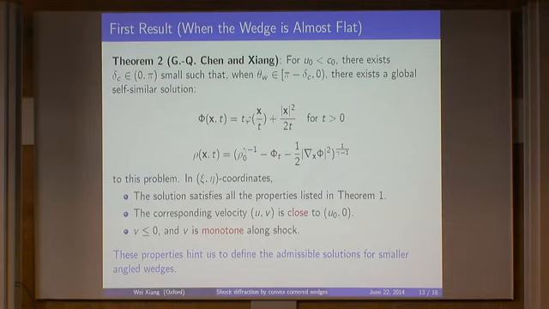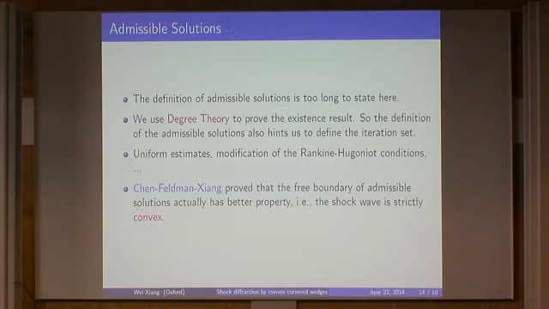This property actually hints at how to define the admissible solution for a smaller wedge angle. For smaller wedge angle, because the definition is too long, I think it's better to skip it. It would be several pages and waste time.